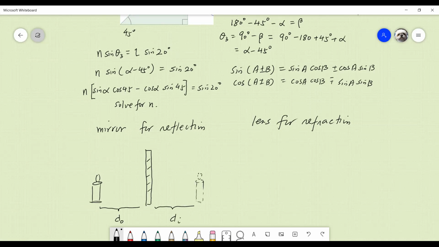There's nothing special for the plane mirror. The DI is equal to DO. So why do we see the image like that? Well, you can think about that. The light, now let's say I have an eye here.